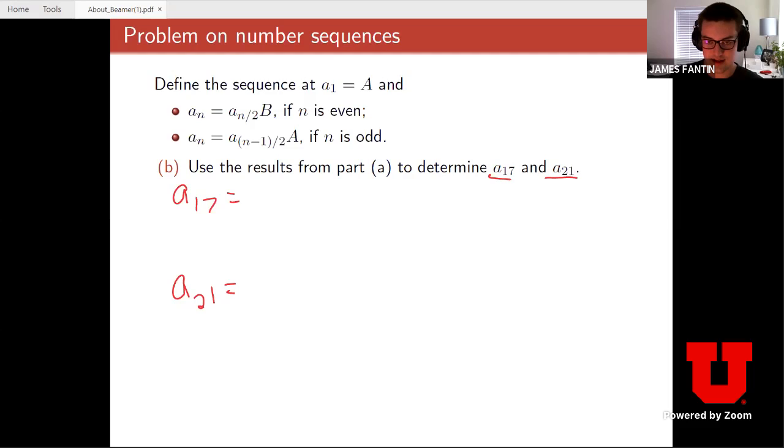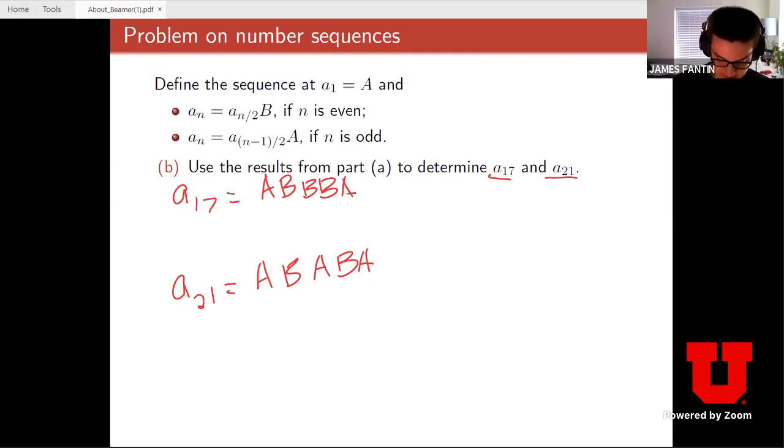Okay, that looks like most of the people in our video are done. And so, yeah, we've got some answers in the chat, it looks like. So for A17, they said A, B, B, B, A. And then for 21, they did A, B, A, B, A. And it looks like everybody agrees with that. And yeah, those are the right answers.